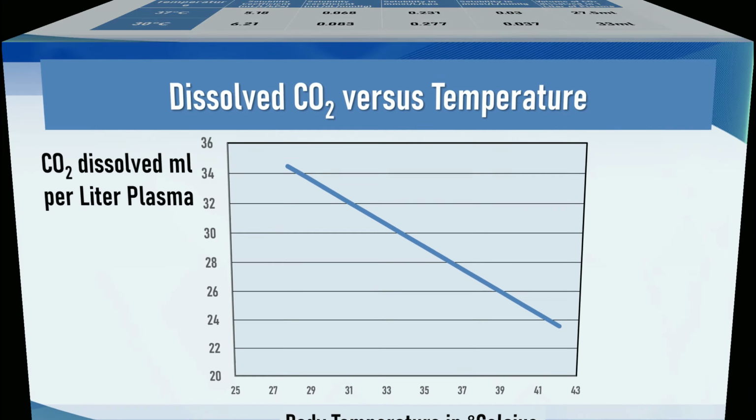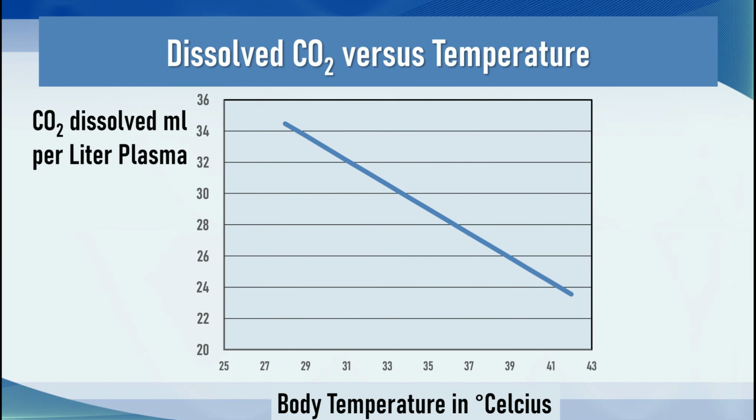And this is linear. As the temperature goes up, the CO2 content goes down. As the temperature goes down, the CO2 content goes up. So if we go from 37 degrees, which provides us with just under 28 mL per litre dissolved of CO2, to 30 degrees, that gives us 33 mL of CO2 dissolved per litre of blood. You can see that the CO2 content increases.